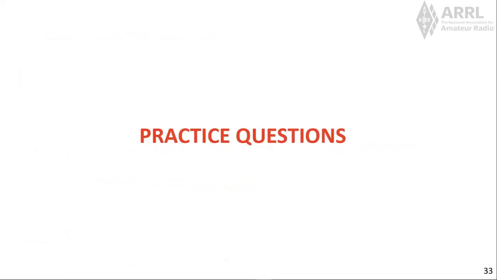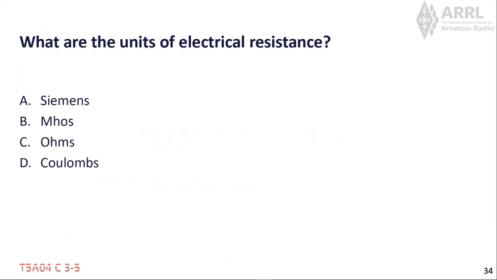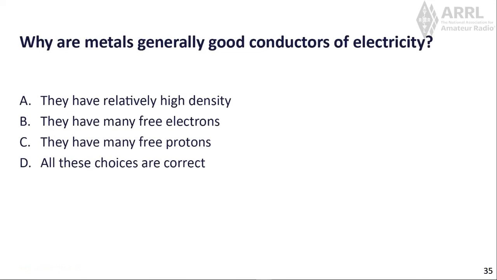Okay, practice questions. What are the units of electrical resistance? Ohms. We always talk about ohms when we're talking about resistance. Why are metals generally good conductors of electricity? Correct answer is B. They have many free electrons.